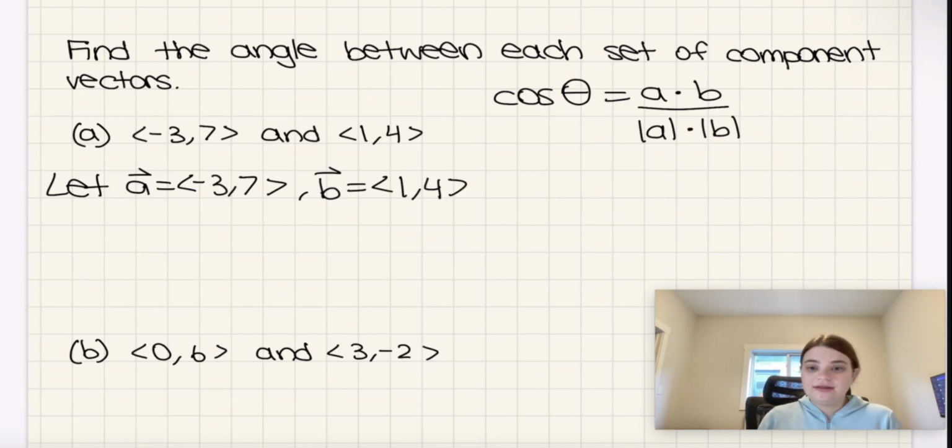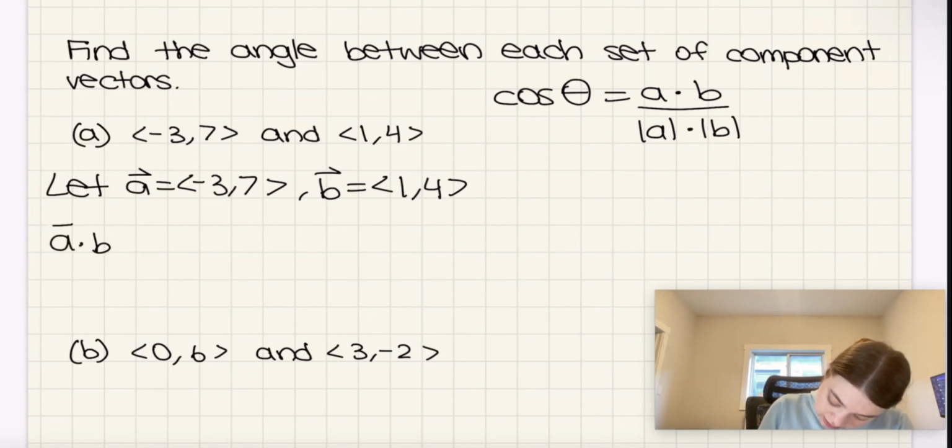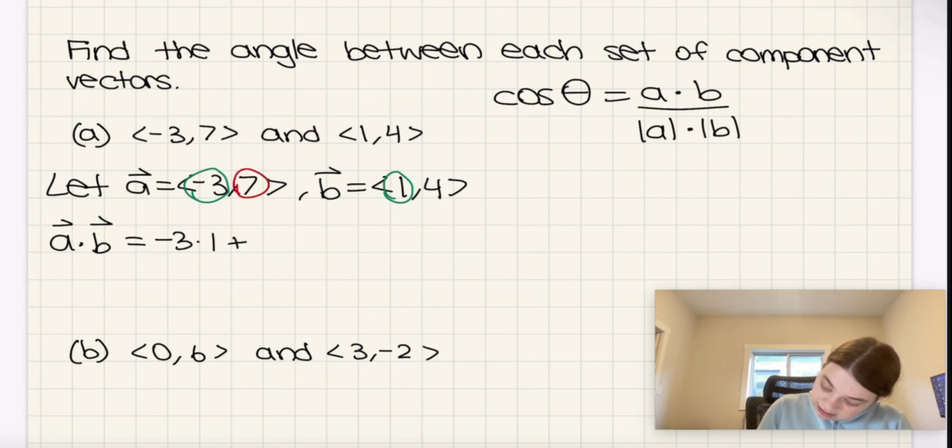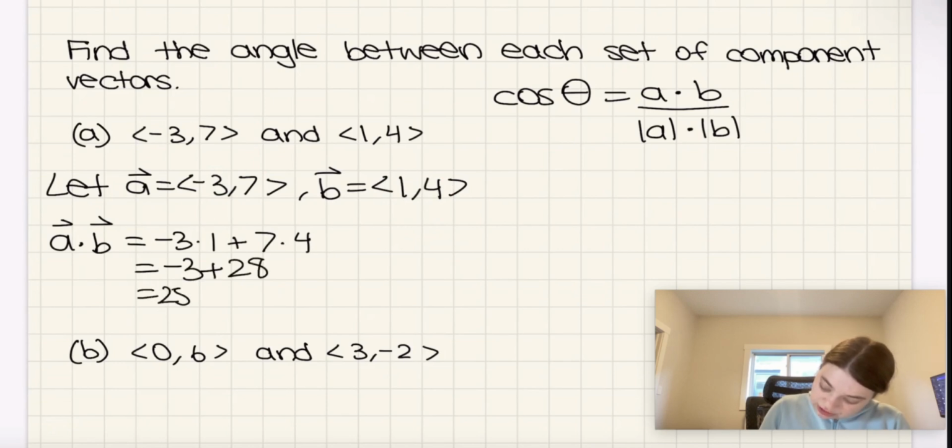And now we need to find the dot product. So what is A dot B? Well, A dot B is going to be equal to -3 times 1 plus 7 times 4. Okay. And let's see, -3 times 1 is -3. 7 times 4 is 28. So therefore, the dot product between them is 25.